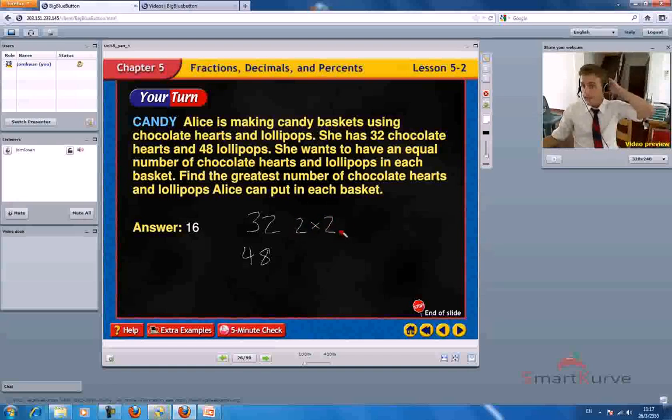32 becomes 16 times 2. So 16 then becomes 2 times 8. 8 becomes 4 times 2. So we have 2 times 2, 4 times 2, 8 times 2, 16 times 2, 32.